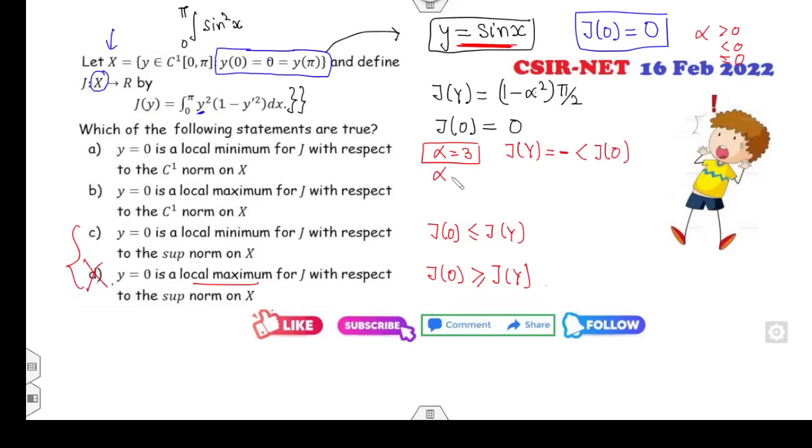But if you choose alpha is, say, 0.5, then what is the value of the j of y? J of y is my positive number and that is greater than j of 0. So इसका मतलब आपका ये ऑप्शन कैंसिल हो गया, इससे फर्स्ट ऑप्शन कैंसिल हो गया. सॉरी, j of y is greater than. फाइन. तो j of y अगर 0.5 ले रहे हो, तो both options are cancelled.